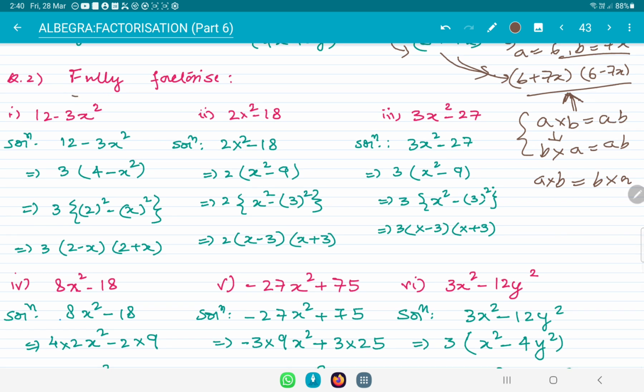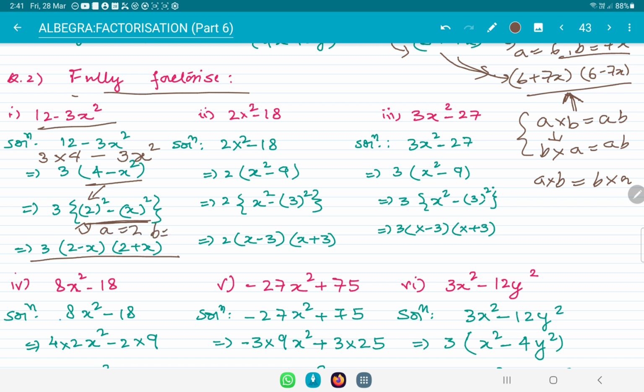Now the next question, fully factorize. The first sub question is 12 minus 3x square. 12 can be represented as 3 into 4, and here minus 3x square. So what is common in this? Common is 3. So 4 minus x square. Now 4 can be represented as 2 square. This time your small bracket will be enclosed in a curly bracket, and when you write your final answer, it will become 3 into 2 minus x and 2 plus x. So here a is 2 and b is x.